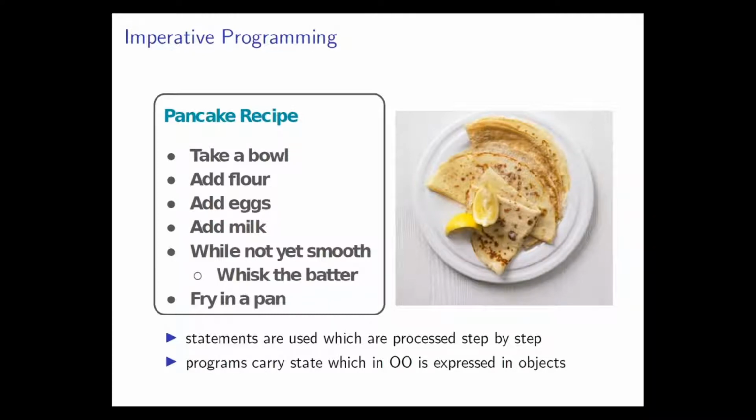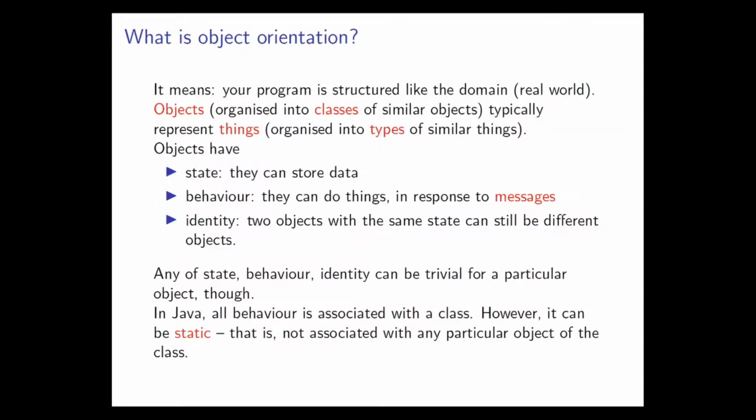Imperative programs carry state, and in object orientation, that state is expressed in objects. The analogy here starts to get a little bit strained, but perhaps we might want to say something about, I don't know, what's the temperature of the batter, or indeed what's the smoothness of the batter at the moment.